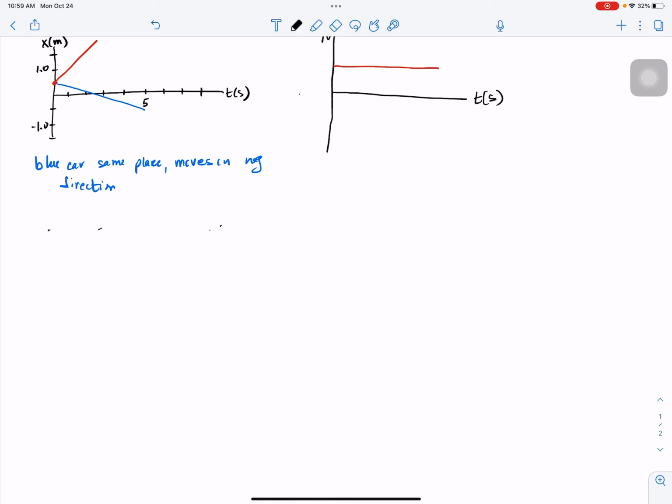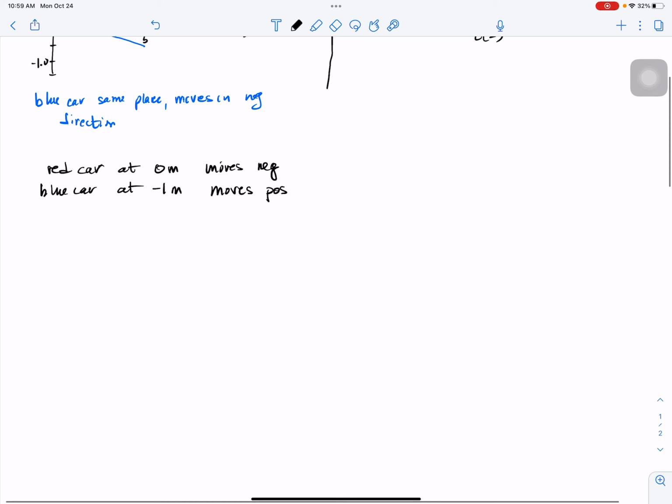Red car at 0 meters. Moves negative, and blue car at -1 meters moves positive. So I want you to do position versus time and velocity versus time. Stop, do it. Okay, this is what I got.